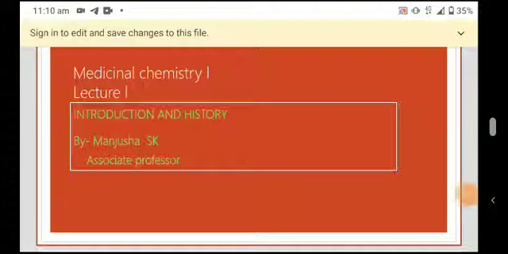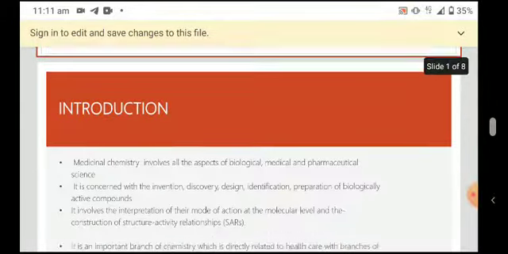Hello everyone. Here we are starting a series of lectures for the subject Medicinal Chemistry I for the B Pharmacy 4th semester, and these PPTs are not just PPTs. These are the complete notes for the Medicinal Chemistry I subject as per the PCI. So let us start with our first lecture, the introduction and history of medicinal chemistry I.